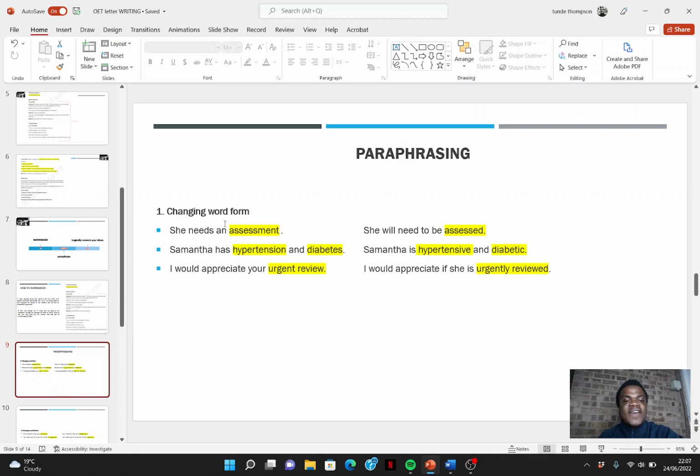when writing. First, it's changing the word form. Sometimes the word form can be in a noun form. You can change it to a verb form as described in this first example. She needs an assessment. Now, this assessment is a noun form, is now changed to the verb form. She would need to be assessed.